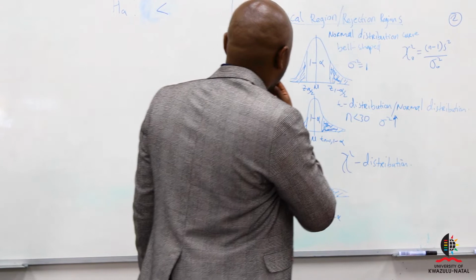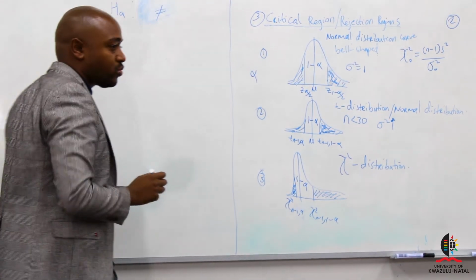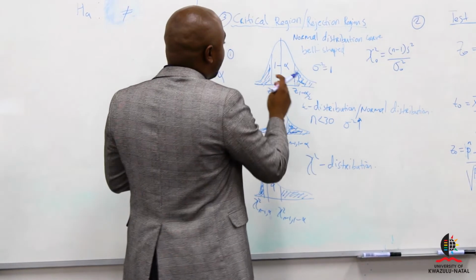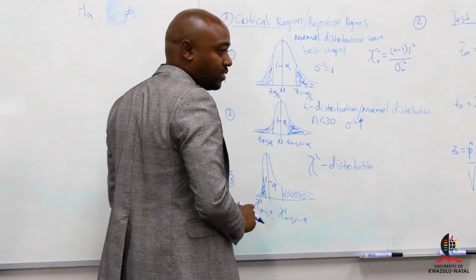Then, what if it's your two-tailed test? What if it's not equal to? It means that your rejection region lies within the left tail and the right tail, right?